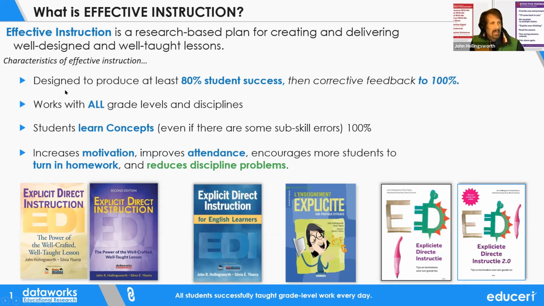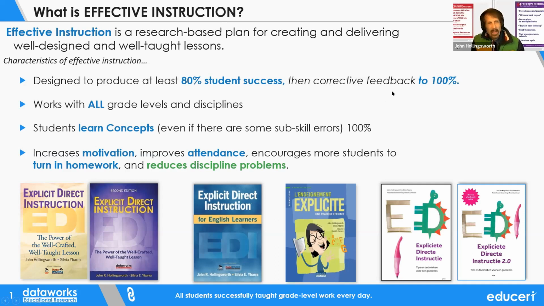Ready, go. Designed to produce at least 80% student success, then corrective feedback to 100%. Okay, so let's keep in mind this. I used to think we should teach to 100%. It takes too long. You're reteaching for 3 students, you're reteaching 2, you're reteaching for 1. So what you want to do, especially when the whiteboards come up, it's very easy to see that you've got everybody. If the whiteboards are 50%, it's boards down or reteach. Okay, you're trying to carry 80%.